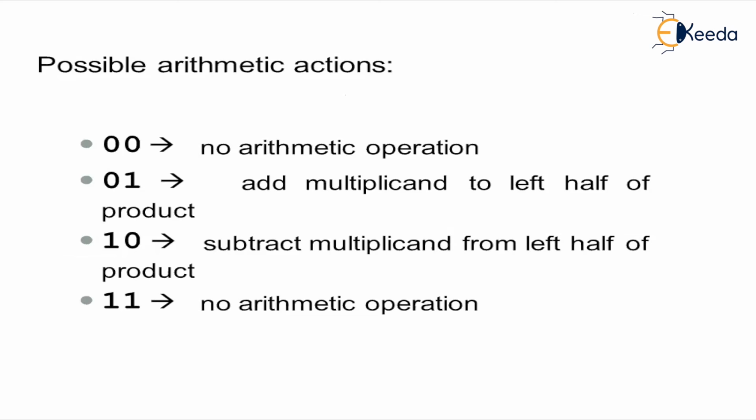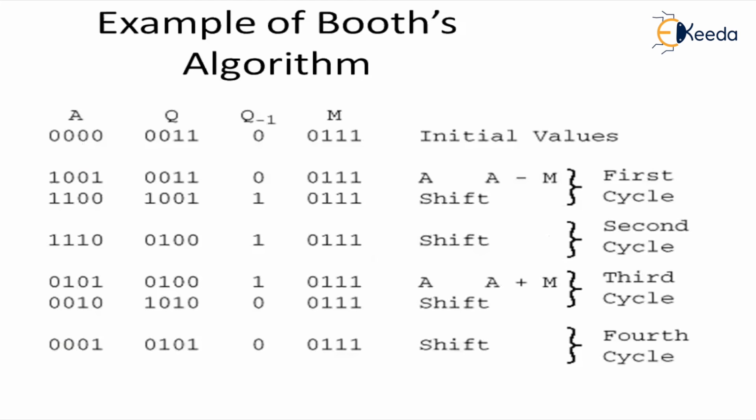Now, if Q0 and Q minus 1 are 0, 0 or 1, 1, you have no arithmetic operation. If it is 0, 1, add the multiplicand to the left of the product, and the result is stored in the accumulator AC. If it is 1, 0, you need to subtract. When you're performing all of these operations, you need to keep in mind the last two digits. The result in all of these operations will be stored in the accumulator, which we call A or AC. Now, let us look at this example.